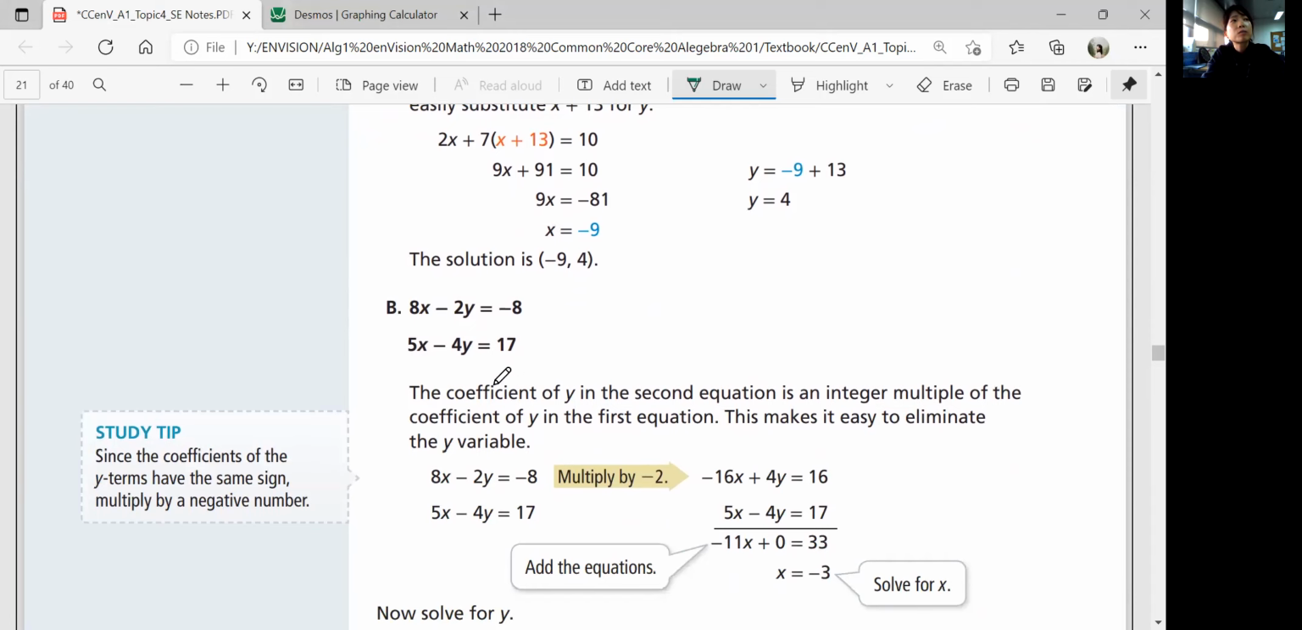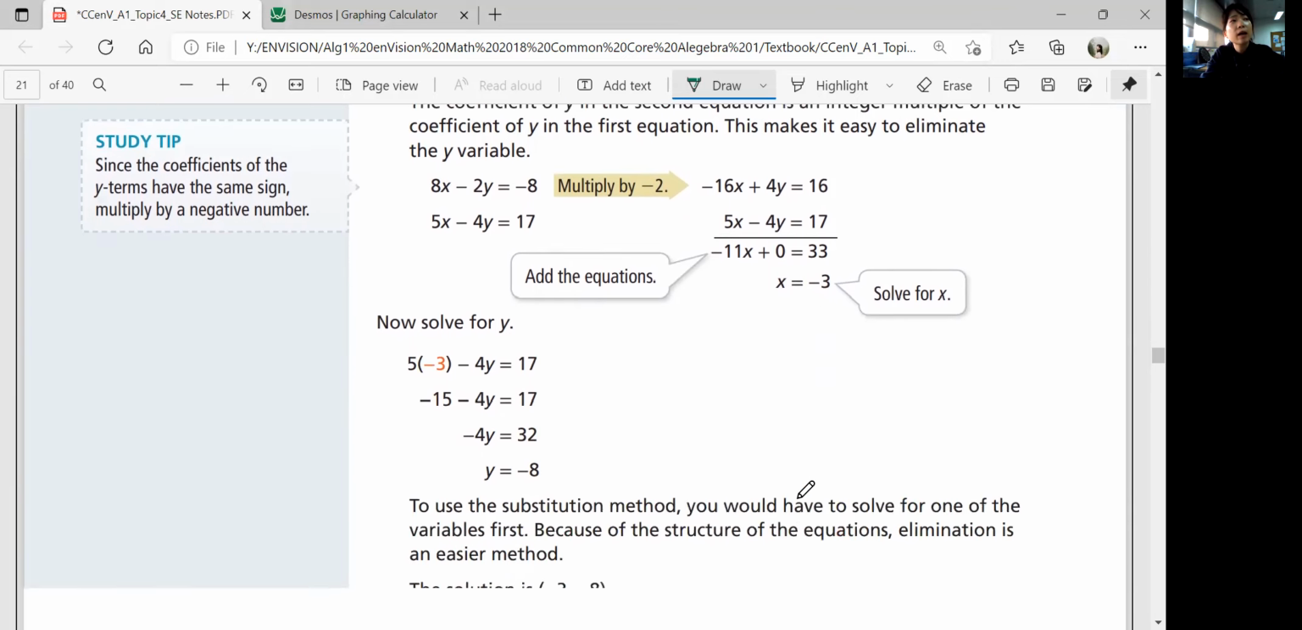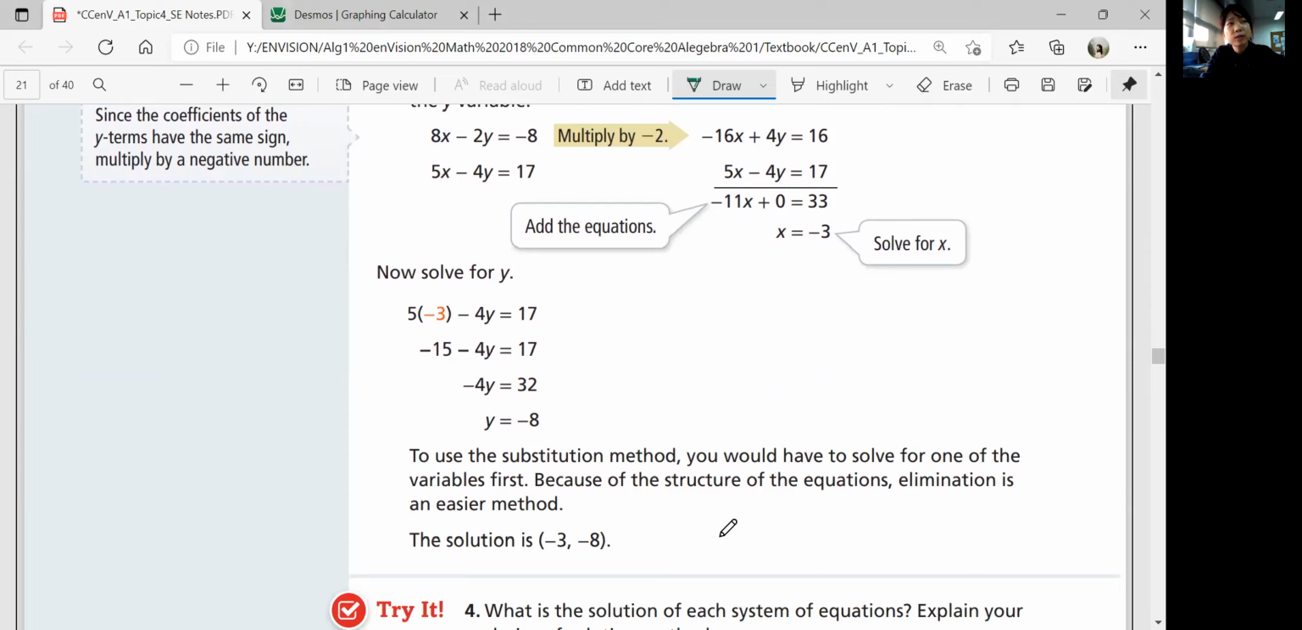In this case, look at your coefficient for the second term, right? -2y and -4y, they're very close. So if you just multiply the first equation by -2, then it's easy to match your y term instead of solving both of them for y, right? Instead of solving for one variable and then using substitution, it's less work to match one equation and then use the elimination method. And then you're going to solve for x and y, and you have a solution -3, -8.